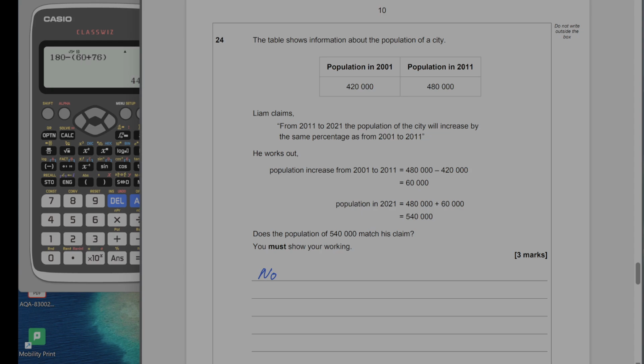Okay, so the population increase between those is going to be equal to, so I'm stating no. Show your working. So the percentage increase.